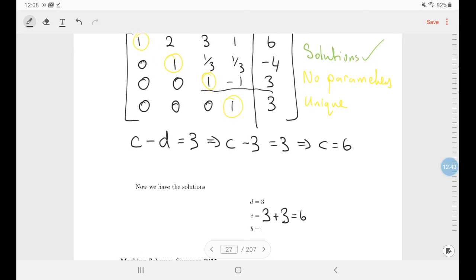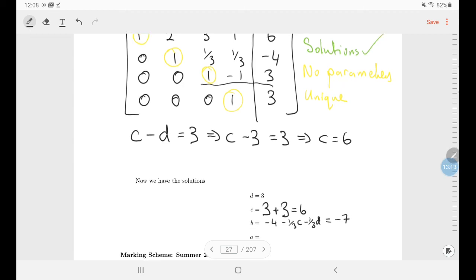Then similarly with B, so it's B plus a third C plus a third D equal to minus 4. So B is equal to minus 4, and you want to take away a third C and a third D from both sides. I shouldn't even have put those in. And then I can put this all in the calculator. So minus 4, probably don't even need the calculator. Minus a third C is minus 2, minus a third D is 1. So I get minus 7.